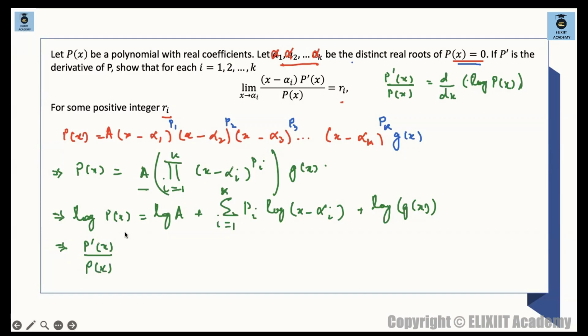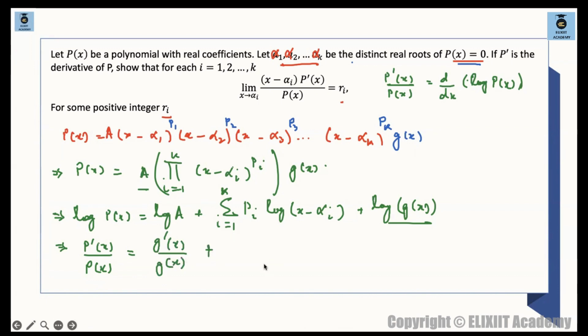Alright, same thing. dy/dx of log of px is what? P dash of x divided by px: 1 by px multiplied by differentiation of px, which is p dash of x. And log of a is just a constant, so this will become 0. Let us see the next term. Log of gx is there. Differentiation of log of gx is g dash of x divided by gx.